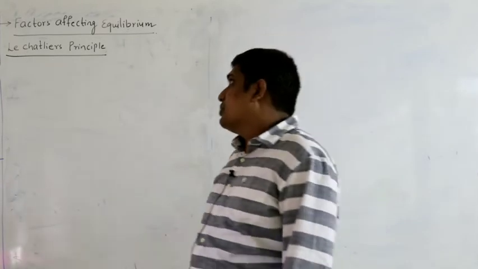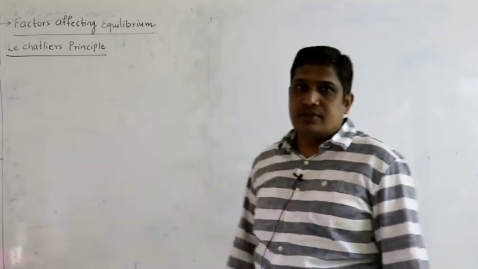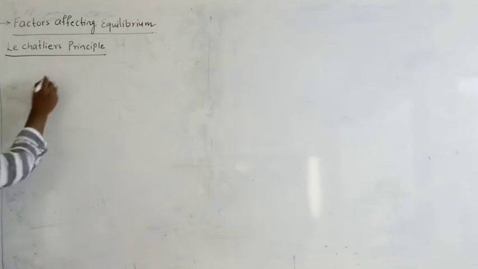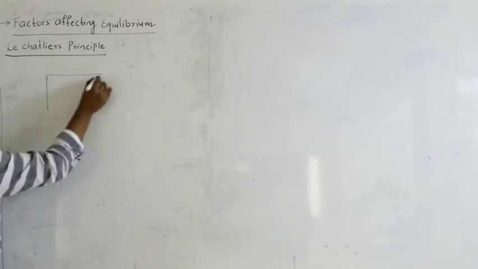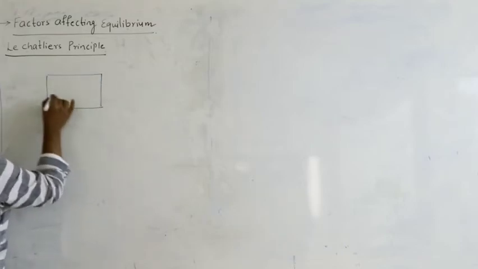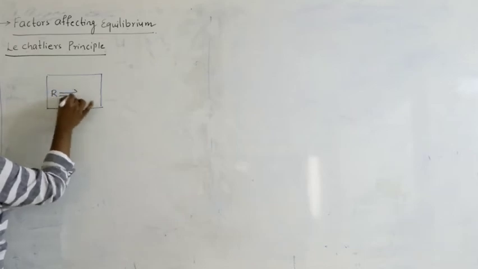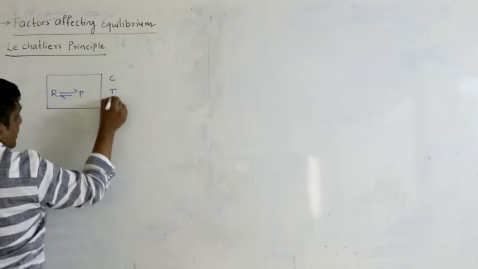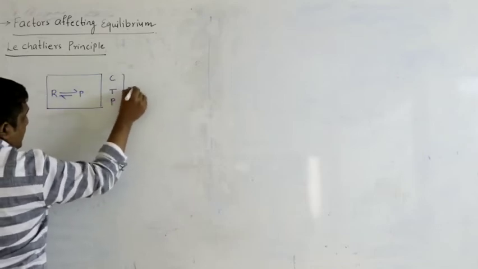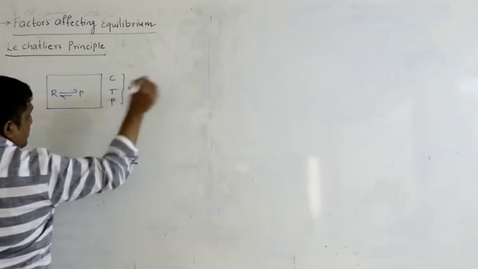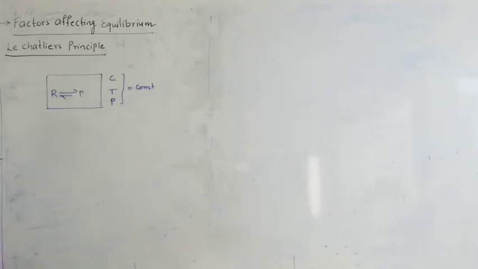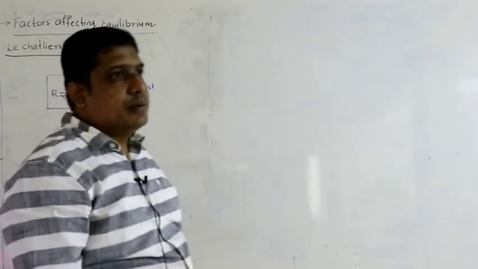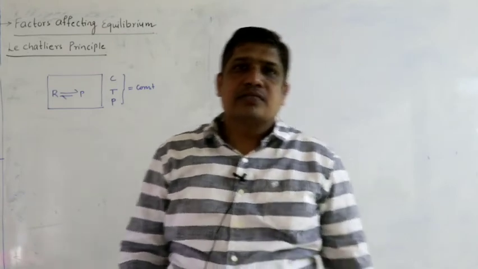Factors affecting equilibrium. Next concept, Le Chatelier's principle, a very important concept. So let us recollect what we have studied. If a system is at equilibrium, then the measurable properties like concentration, temperature, pressure, etc., remain constant with respect to time. So if I consider a reaction which is at equilibrium, the measurable properties will remain constant.